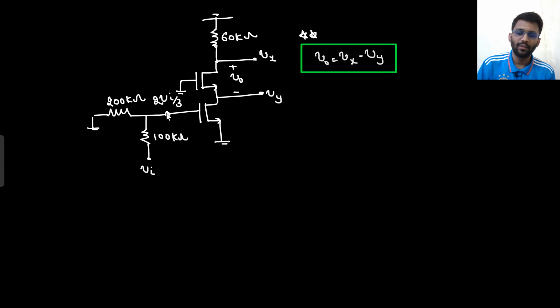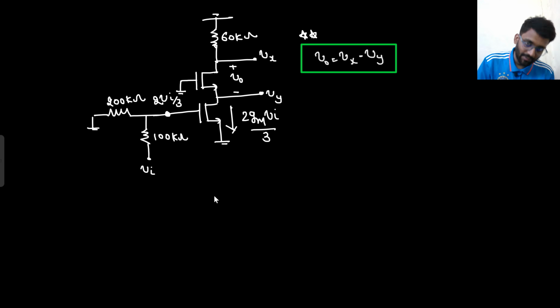So here you are getting 2 V in by 3. Since you are getting 2 V in by 3 here, what will be the current? The current here is Gm into VGS. VGS value is 2 V in by 3. So the current is 2 by 3 Gm V in.